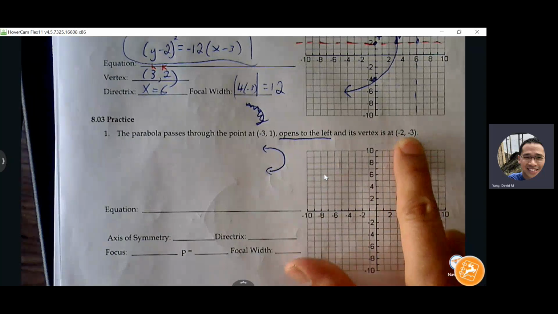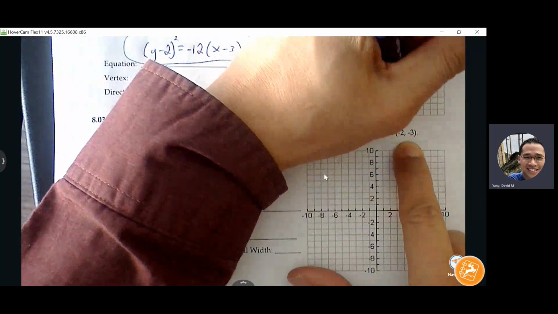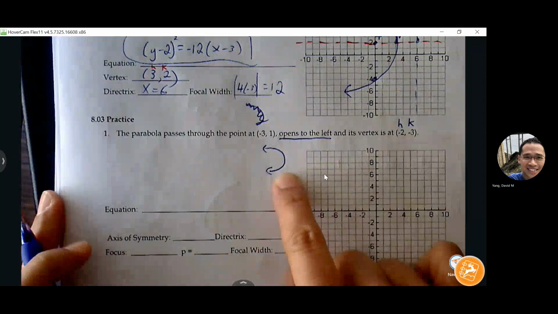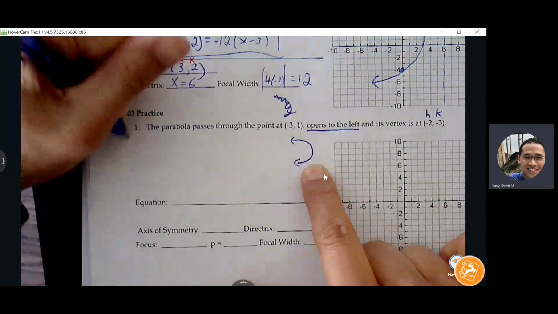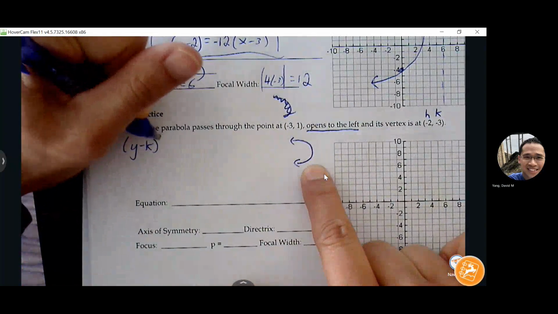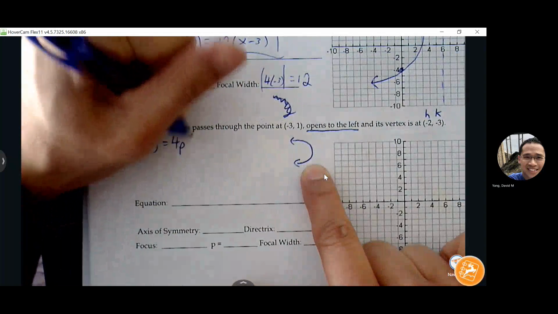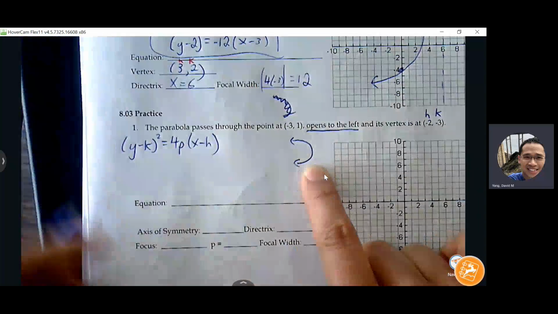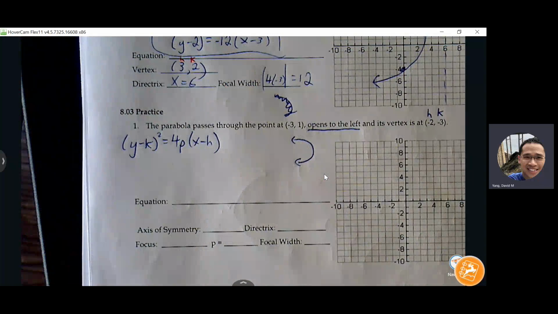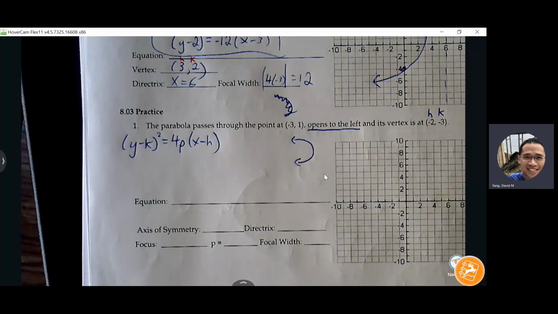And the vertex is -2, -3. Okay, so we have our h, k, and we know how our formula will look. But it's not one of those problems where we can find the p-value just by looking at other information, right? We don't have the focus or the directrix. We can't count to get to the p-unit. So all we have is some random point that sits on the graph.